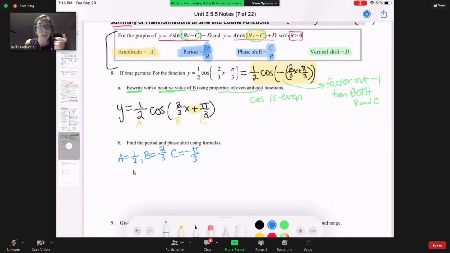Okay, so now I just do my whole thing with my 0 and my 2 pi. So I can do 0 is less than or equal to 2/3 x plus pi over 3. Well, actually, you don't even have to do this, because you could probably figure it out. But we're going to do this. So minus pi over 3, minus pi over 3 from each side.